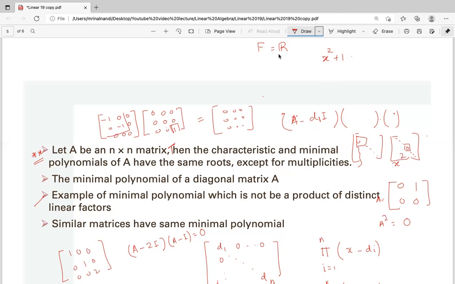And if the field itself is an algebraically closed field, then there is no problem, because if the field is algebraically closed, then every root of the polynomial is in that field. But if it's not algebraically closed, there is a problem. Then we can't say that the roots of the characteristic polynomial are characteristic roots. Okay, so we are left with one single theorem. We'll discuss this theorem in the next lecture. Let's stop now.